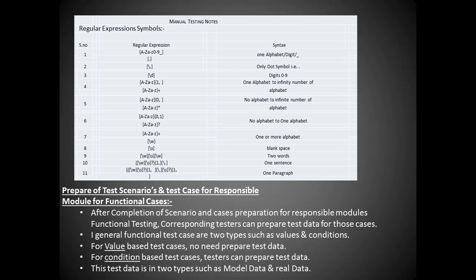Next one is the preparation of test scenarios and test cases for the responsible modules for the functional cases. After completion of scenarios and cases preparation for responsible modules, functional testing corresponding testers can prepare the test data for those cases. In general, functional test cases are of two types, such as value and condition. For value based test cases, no need to prepare the test data itself. For condition based test cases, testers can prepare the test data. This test data is of two types, such as model data or real data.